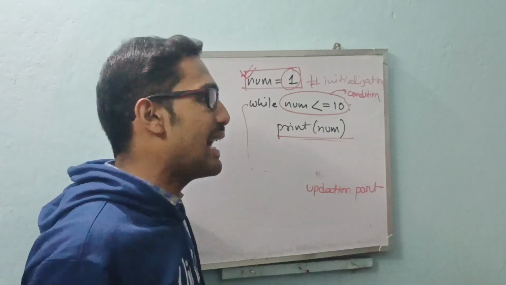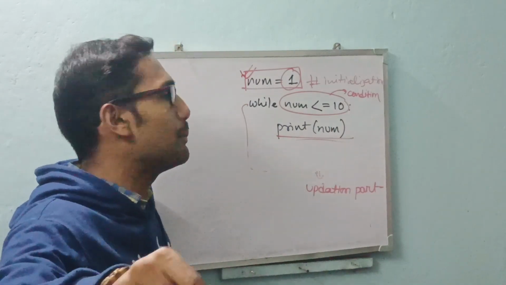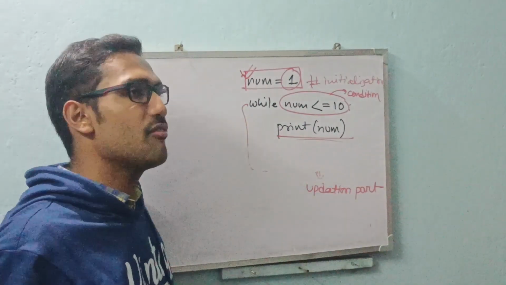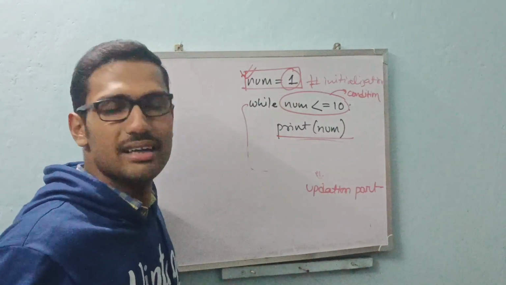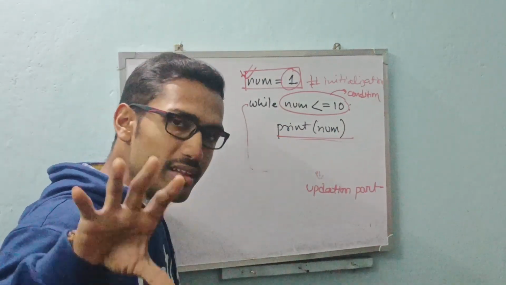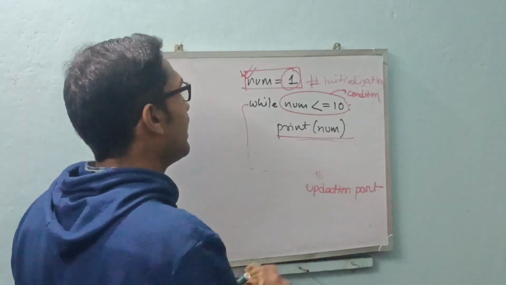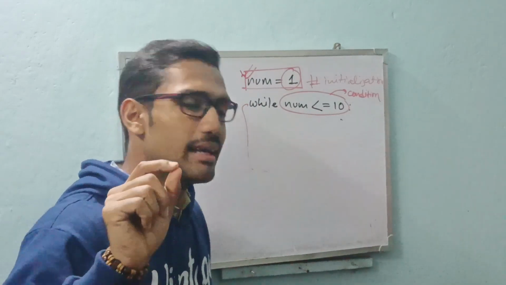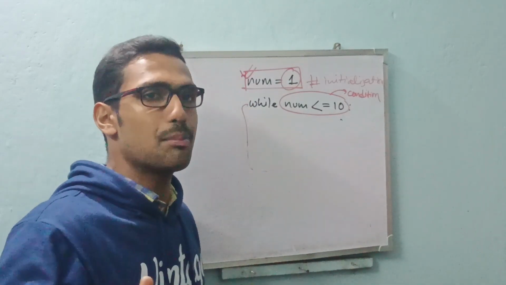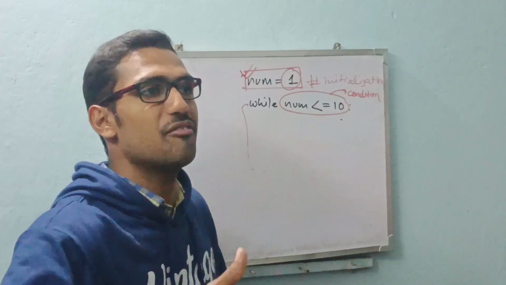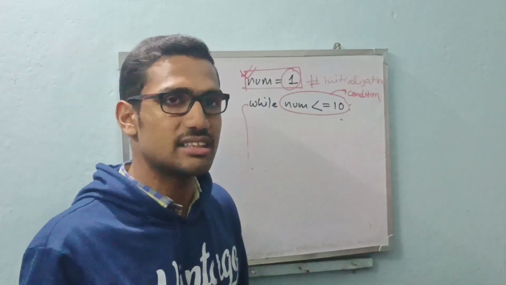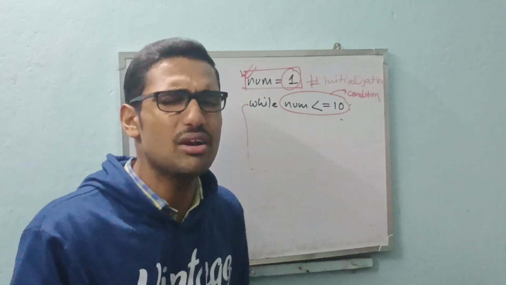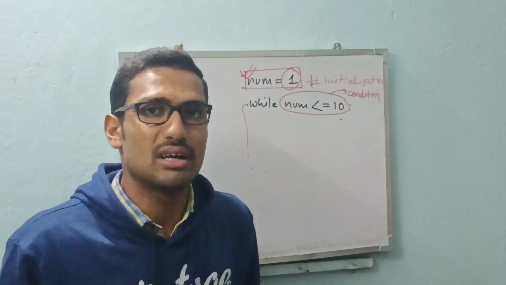Now, another important point: do we need to keep the updation part statement always at the bottom of the body, or can we place it anywhere? Again, it totally depends upon the logic which you have created. Try to understand, this is a very important portion. You need to understand each and everything. What would happen if I place the updation part before the print statement, or after the print statement? You need to understand this. And if you are able to understand these things, then definitely you can do whatever you want.